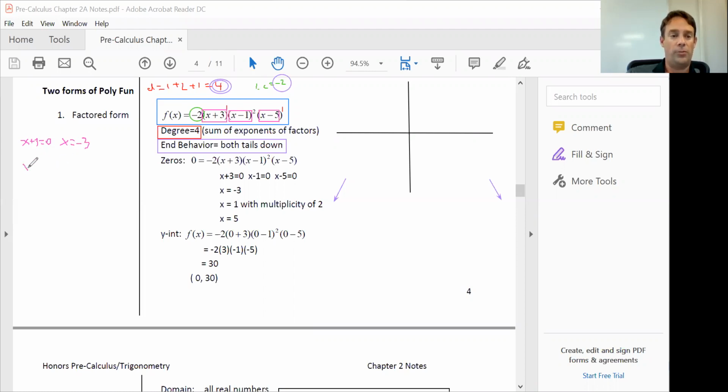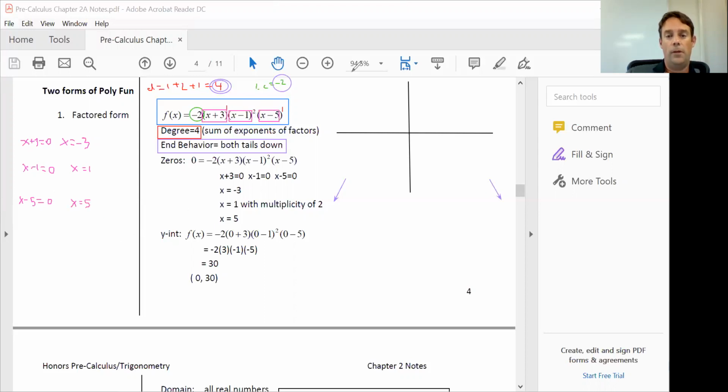Take your next factor, x minus 1. I set it equal to 0, and I get my root, or my 0, positive 1. Take my next factor, x minus 5. And I solve it to get my root, or my 0, which is a positive 5.